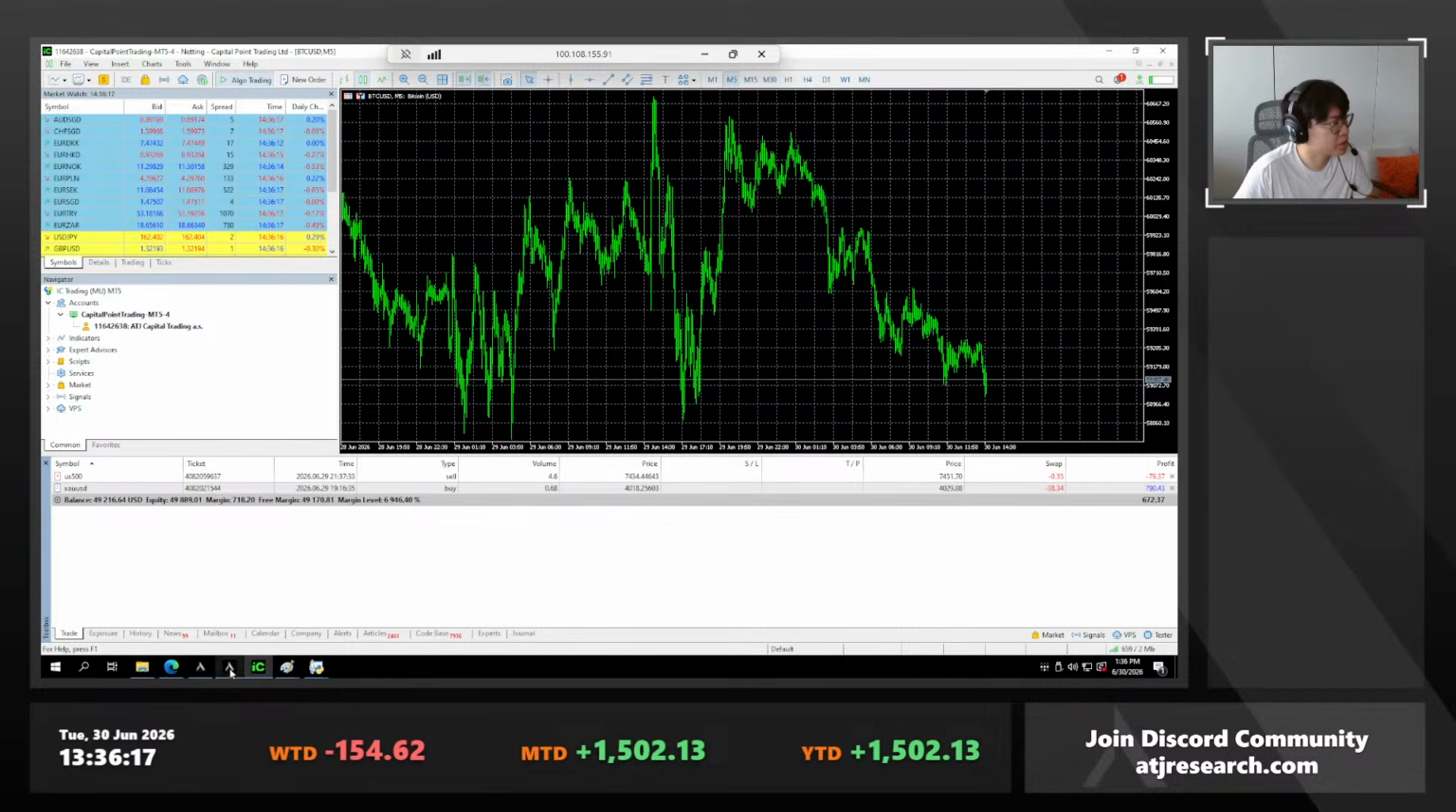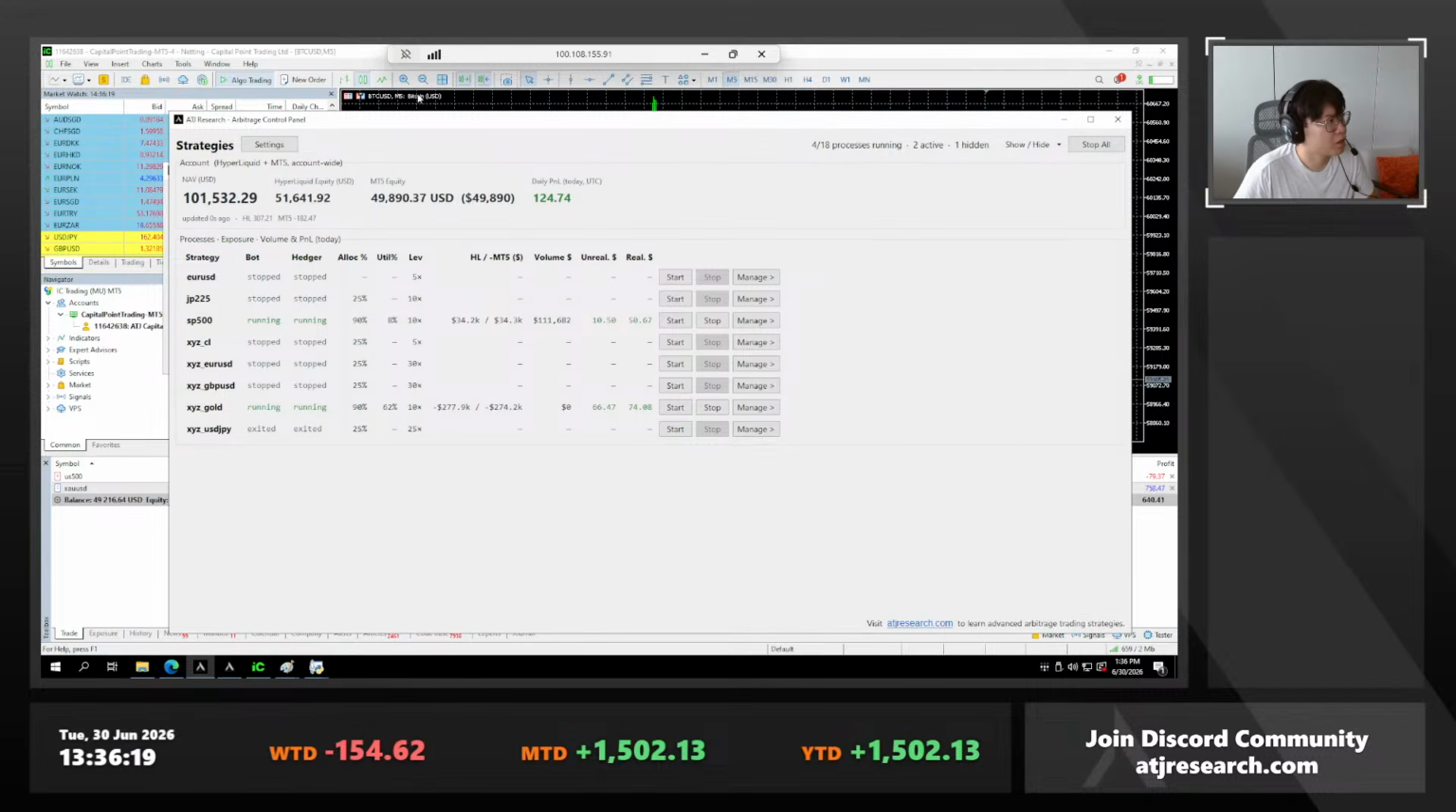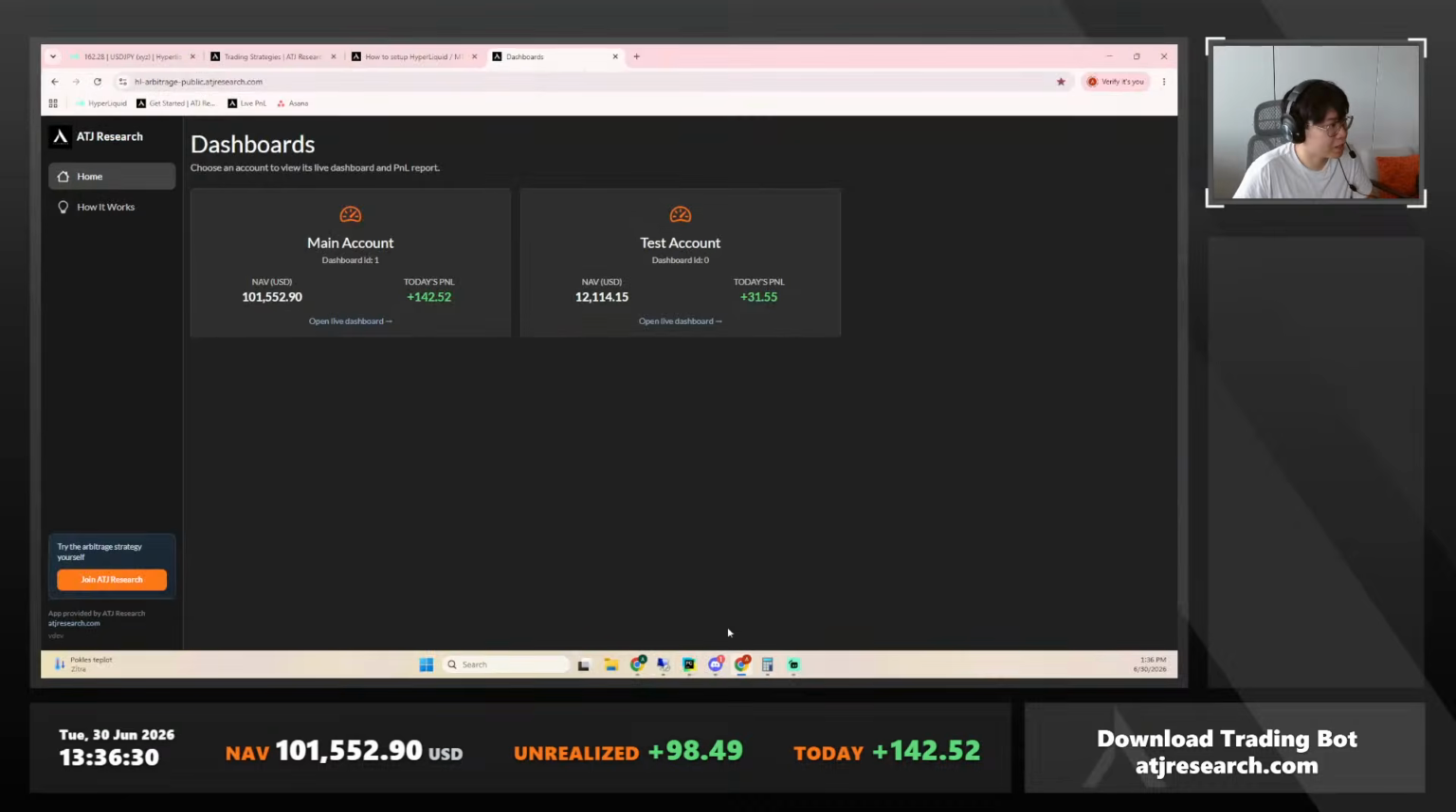So here you can also see on my server my control panel. On this control panel, you see the current strategies running, and I have SP500 and XYZ Gold enabled, as you can see here. And on the other account, I have USD and JP225 enabled.